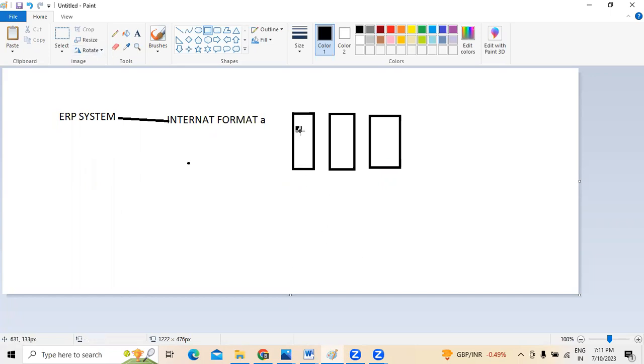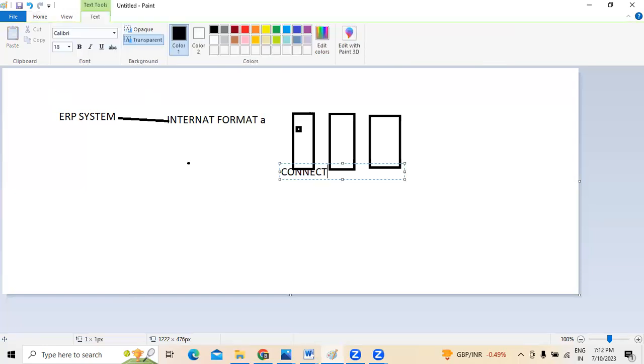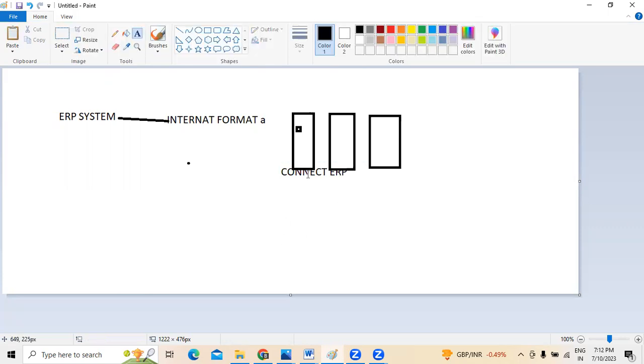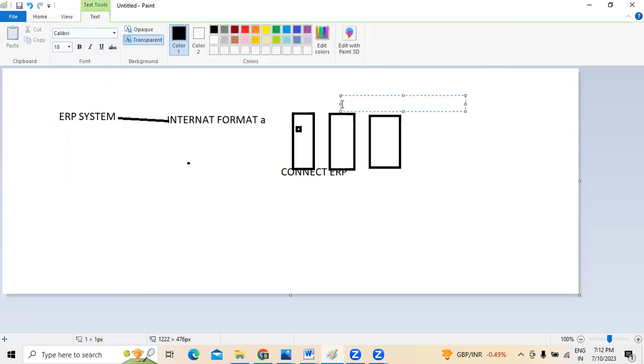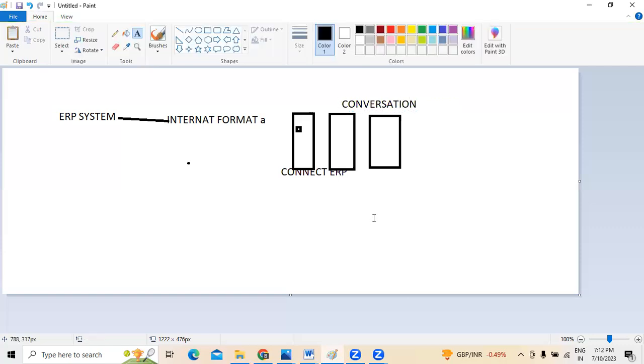I'll do one thing, let me write over here. Connect ERP is what we generally do. Okay, this is the first one. Once the ERP is connected, whatever the transactions and everything, that will be done as a conversation. This is what generally happens here. Conversation happening. So the conversation will happen around here. This is one conversation that will be happening here.